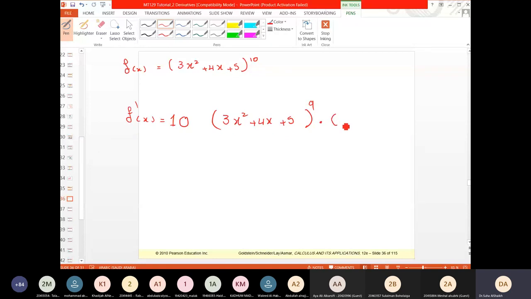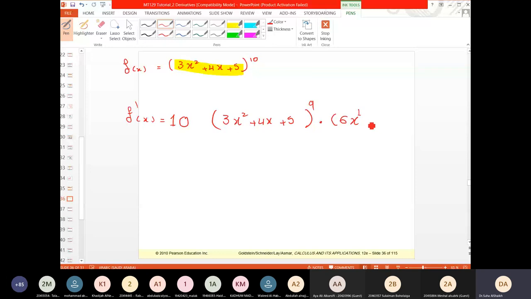The derivative of the bracket times the derivative of what is inside the bracket. What is inside the bracket? It's 3x squared plus 4x plus 5. So the derivative of what is inside is what? Let's go. What's the derivative of 3x squared? For the derivative of x squared, the 2 will go down, and I already have a 3, so it is 6x to the power 1, because I brought down the 2. Yeah, excellent.